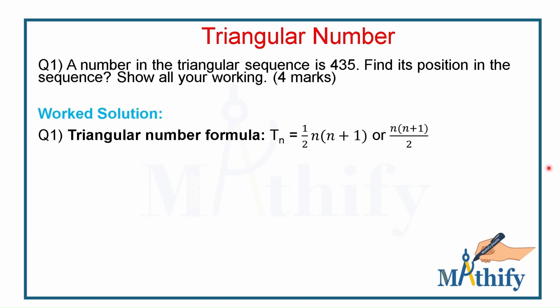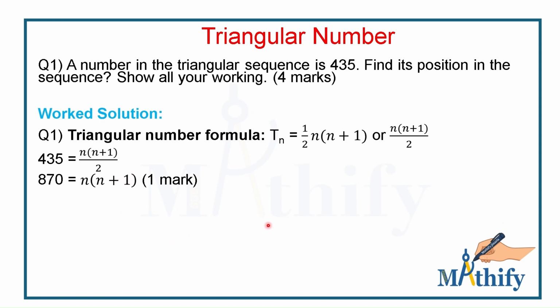We know that our triangular number in the sequence is 435. Let us use this formula as it's easier to work out. So n multiplied by open bracket n plus 1 close bracket divided by 2 is equal to 435. Now we can get rid of this divided by 2 and make it times 2. So we will do 435 times 2 is equal to n multiplied by open bracket n plus 1 close bracket. So 870 is equal to n multiplied by open bracket n plus 1 close bracket. That's your first mark.